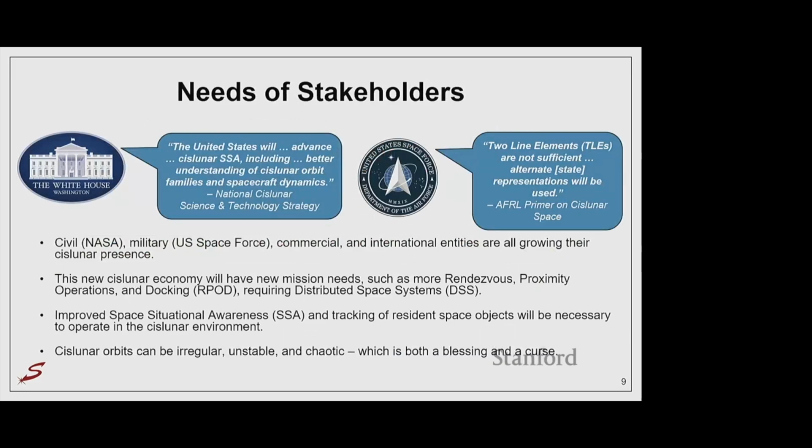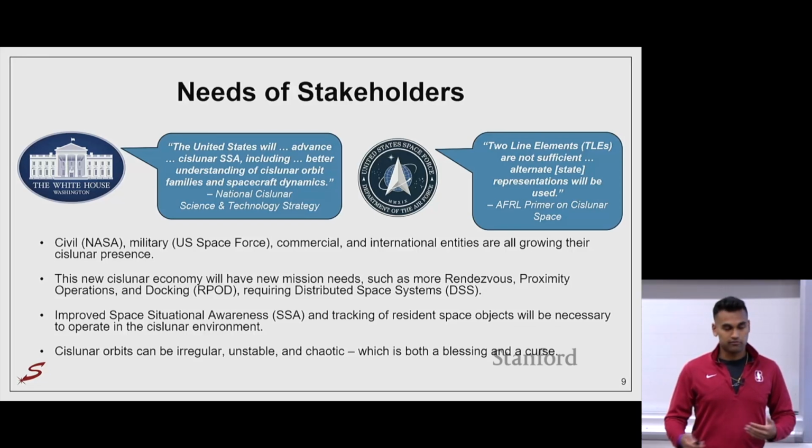But there are many things needed to accomplish those goals, right? And this is a big priority, both from a civil, commercial, and defense standpoint, where they all want to grow their cislunar presence, and they want to accomplish many new mission needs, including rendezvous proximity operations and docking, or RPOD. And that'll require distributed space systems for some of those.